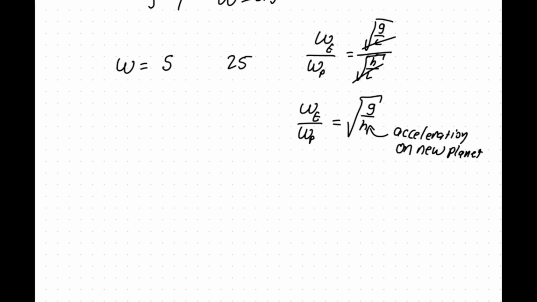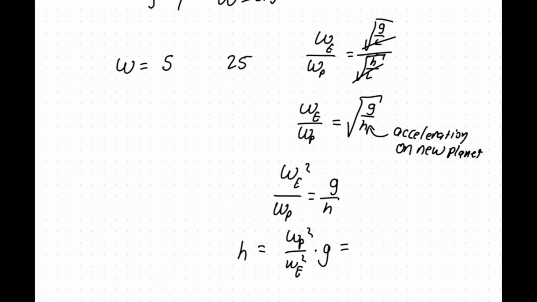From there, I could plug in some numbers and stuff like that. I know g is approximately 10. I could square both sides of the equation, get omega Earth squared divided by omega planet squared is equal to g over h. I could solve this for h, which is the acceleration I'm looking for, and I would get omega planet squared divided by omega Earth squared times g is equal to my h value, and I could plug in numbers, which would be 25 squared divided by 5 squared times 10, and that would give me my new value for my gravitational acceleration.